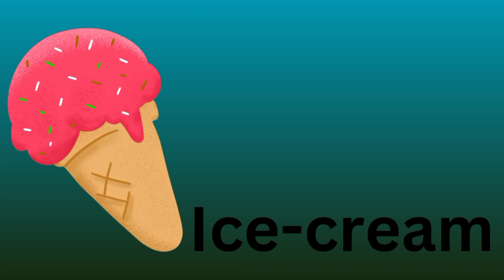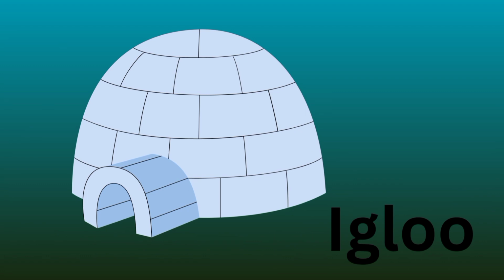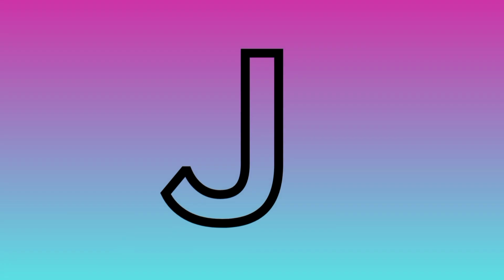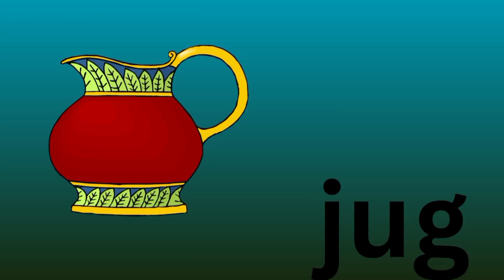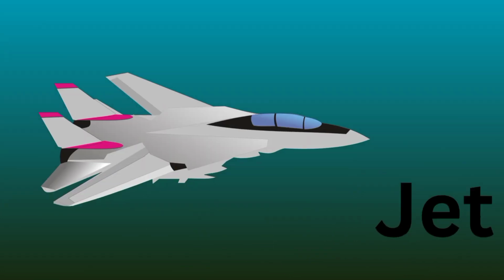I for, what is this? I for ice cream. I for igloo. J for, what is this? J for jug. J for jet.